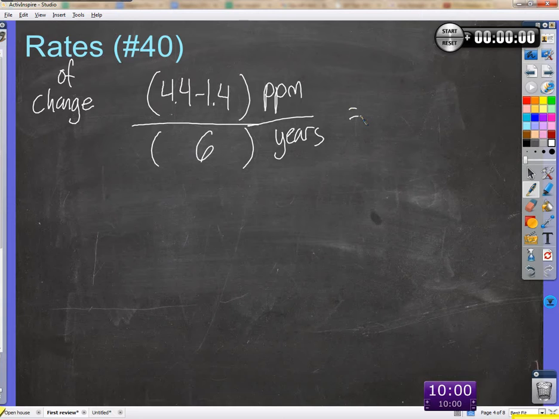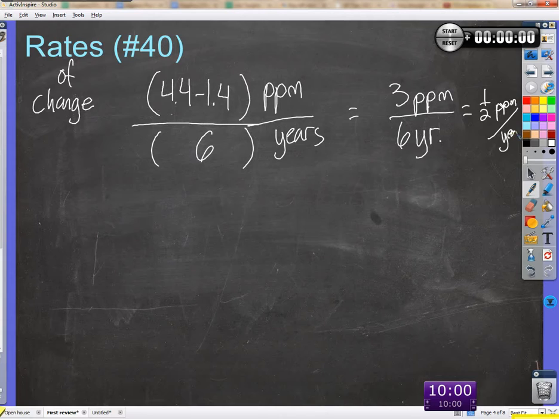Okay, so 4.4 minus 1.4 is 3 parts per million for every 6 years that go by. And if we divide 3 by 6, we get 1/2 part per million per year. A half of a part per million of pollution was added to the atmosphere every year. So rate of change is just a ratio. The change of one thing to the change of some other thing.